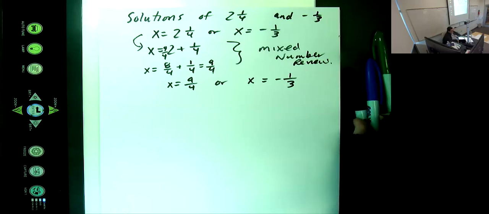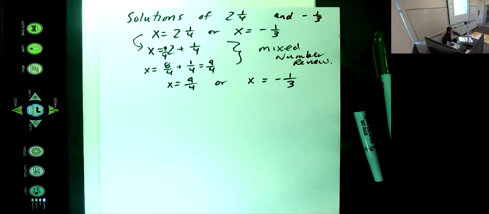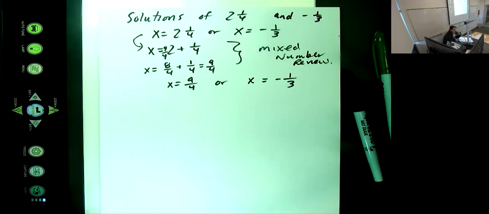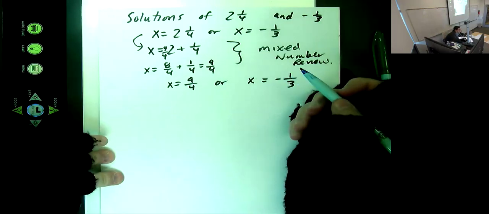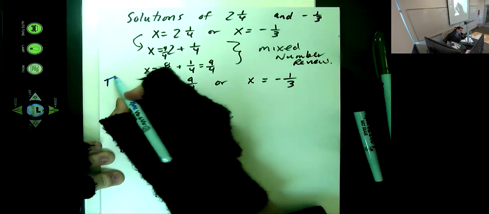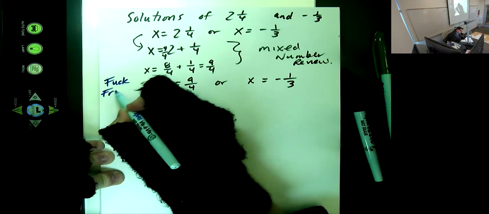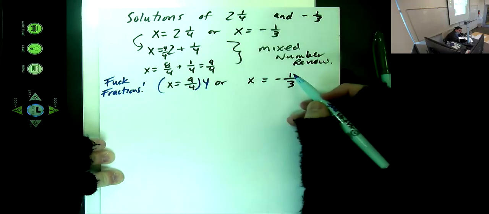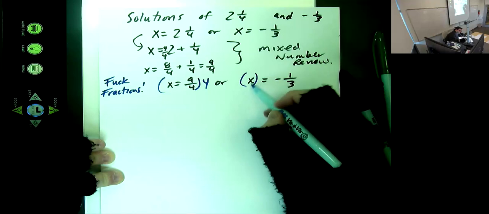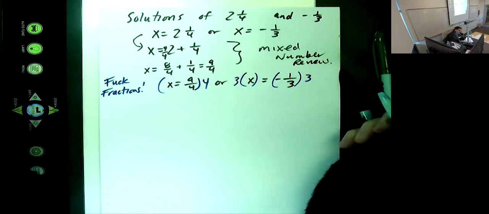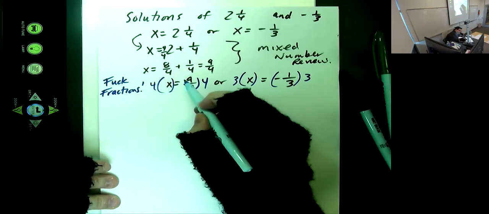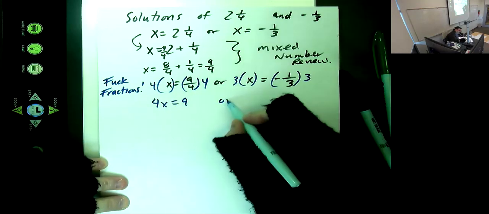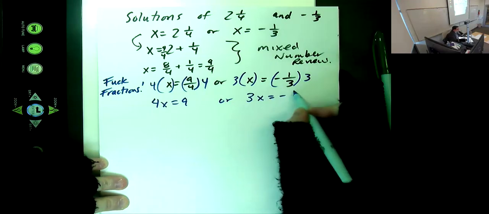So if we were going the other way, we would have divided by 4 in the last step. So we're gonna undo that. This all boils down to getting rid of fractions. That's a good rule of thumb to live by. So I'll multiply this one by 4. And I will multiply this one by 3. And then I get 4x equals 9, or 3x equals -1.